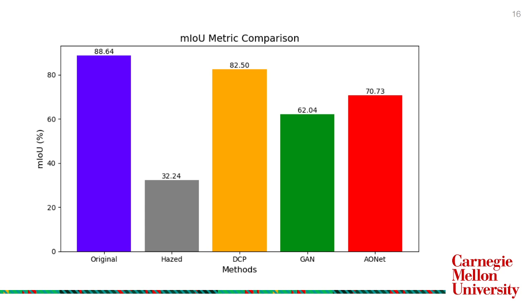However, even though the DCP method provides a high mIoU, the inference time for DCP is pretty high compared to the GAN and the AODNet framework. So with this analysis, AODNet proves to provide the best results in comparison with the three frameworks.